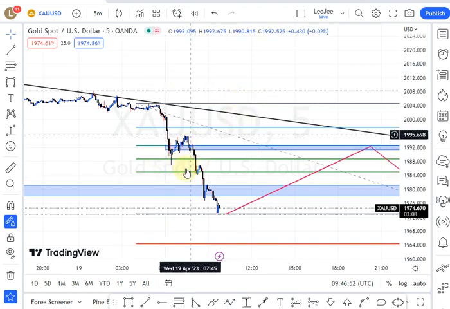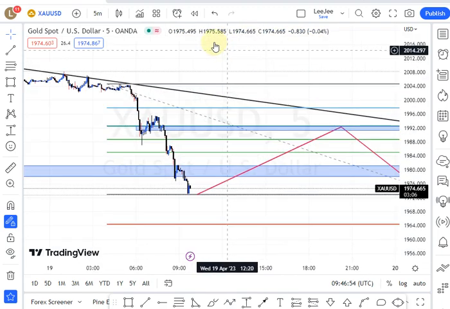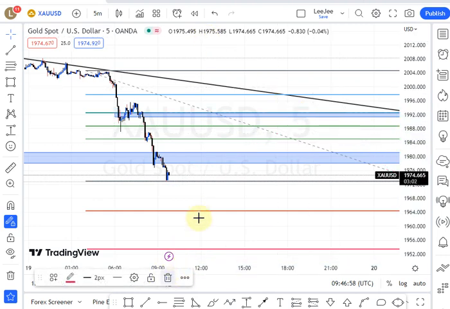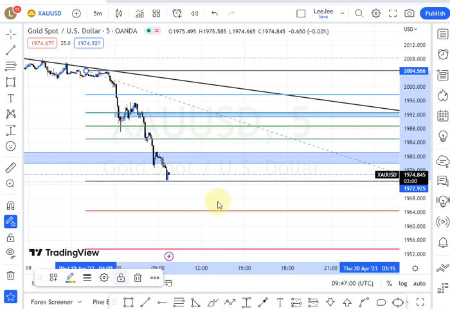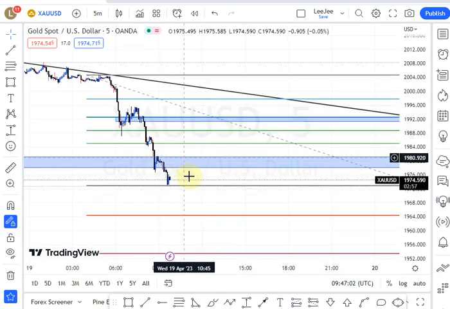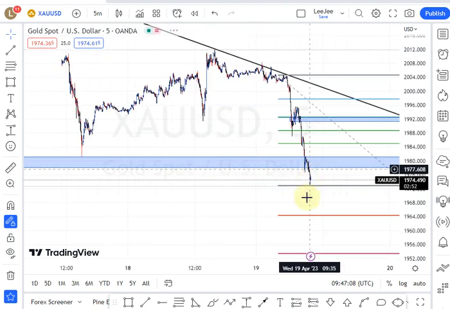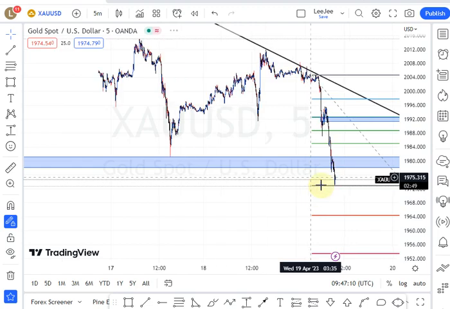Okay, this was what has been happening in the 5. Let me remove this. Of course, we have this break, but then I'm not going to take that trade. This might be a false break, guys. This might be a false break. That's why I'm not going to take this trade.